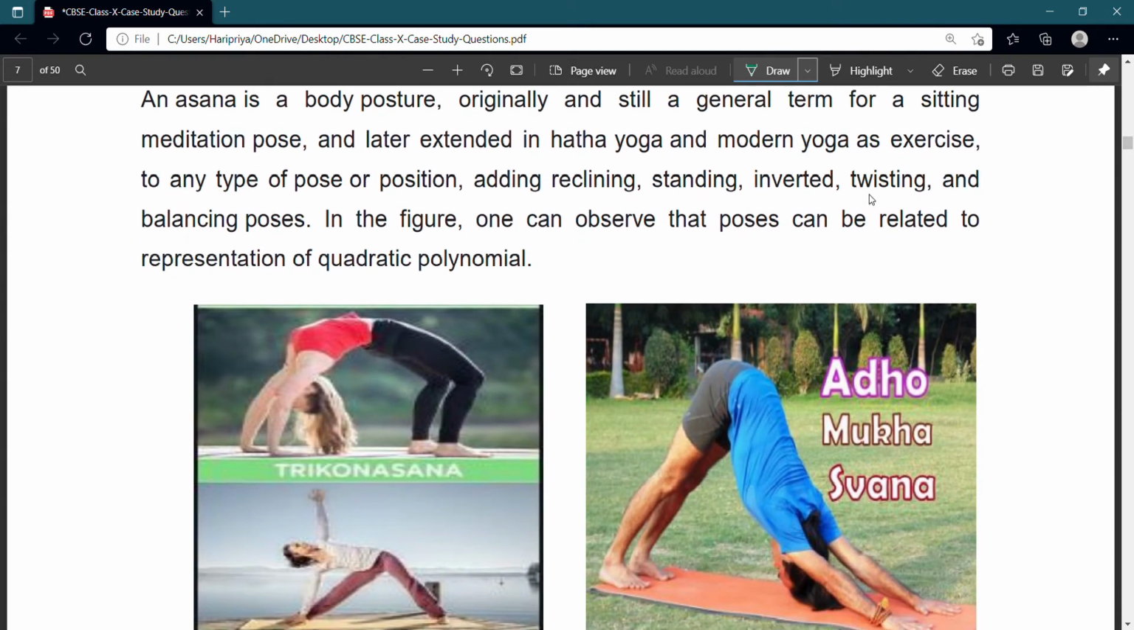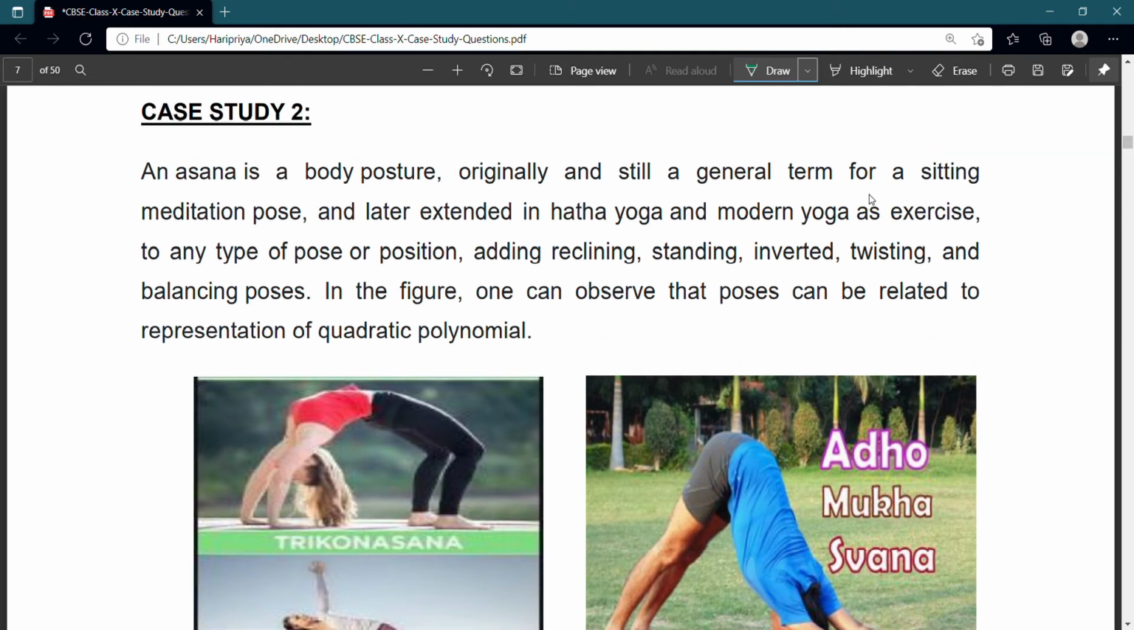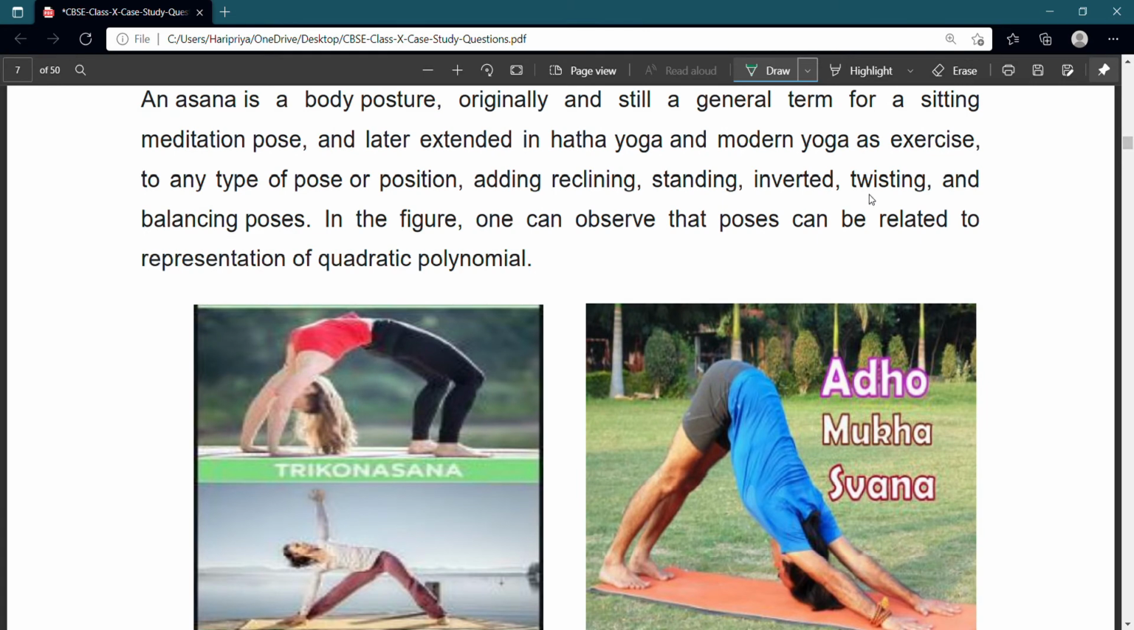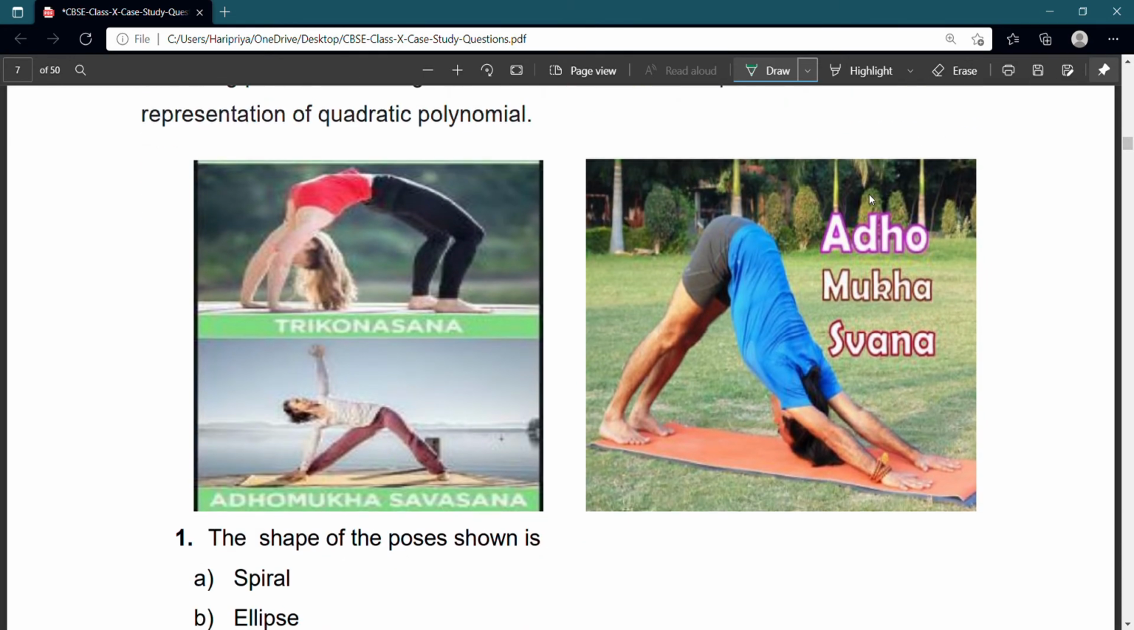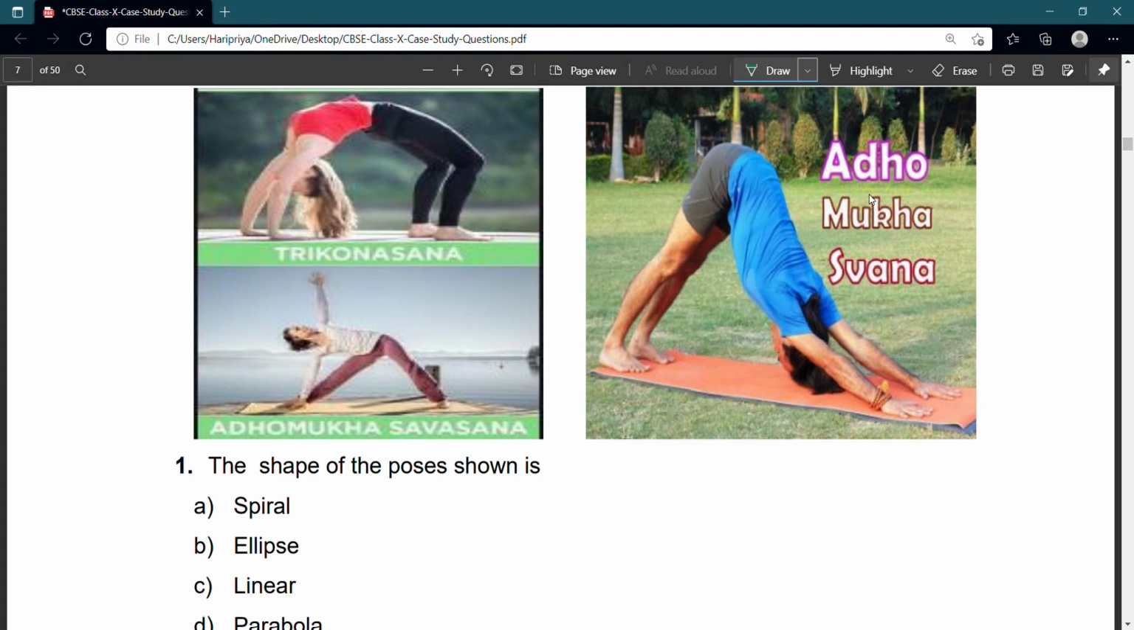Second case study. An asana is a body posture, originally and still a general term for the sitting meditation pose, and later extended in Hatha yoga and modern yoga as exercise. So here they have given a few shapes of any type of pose or position, including wrestling, standing, inverted, twisting and balancing poses. In the figure, one can observe that a pose can be related to the representation of a quadratic polynomial. Again, these shapes are also related to the quadratic polynomial.